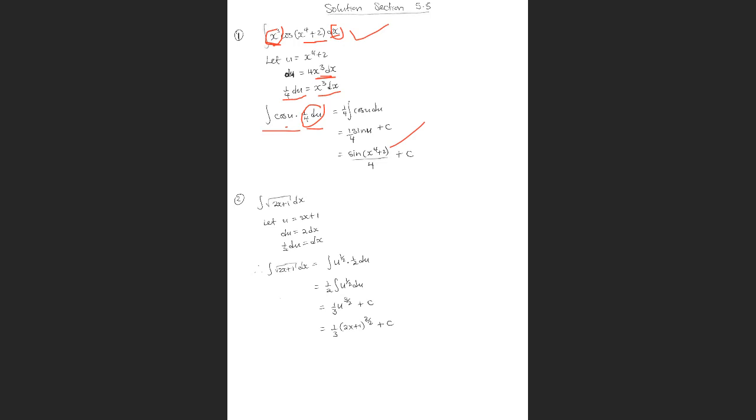And then for this one, once you see a root, your u will be everything under the root. Just let u be 2x plus 1. If you differentiate, in this case, you get a constant. If you make dx the subject, you have half du. If you do your change of variables, it just becomes the integral of u to the power half, and that's also straightforward and easy.